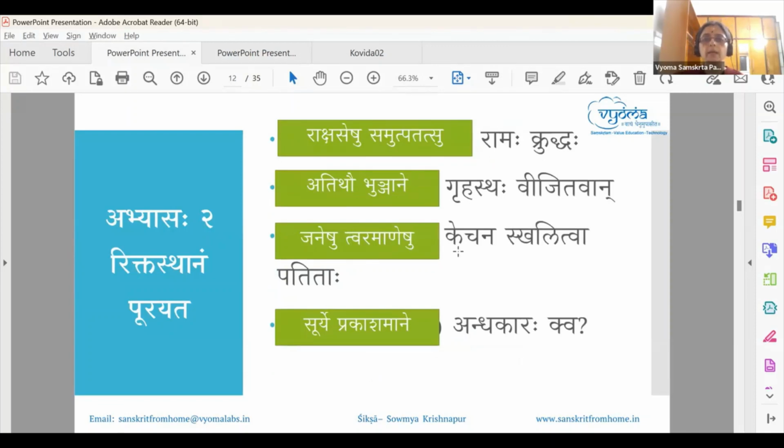Janeshu Tvaramaneshu Kechana Skhalitva Patitaha. When the people were hurrying, when everyone was hurrying to leave, some people slipped and fell. Skhalati is to slip. Slipped and fell. So Skhalitva is the Ktva Pratyayanta. One action is happening after another action, so we use the Ktva Pratyayanta.